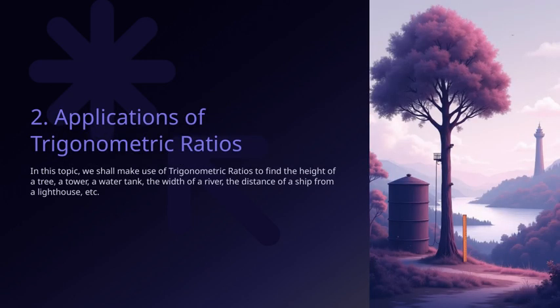Now, let's explore the exciting applications of trigonometric ratios. These ratios are incredibly useful tools in real-world situations. For example, we can use them to find the height of a tree or a tower without directly measuring it. Imagine standing some distance away and knowing the angle of elevation. With that, we can calculate how tall the object is. Similarly, we can determine the height of a water tank or even measure the width of a river. Another practical application is figuring out the distance of a ship from a lighthouse, which is essential for navigation.